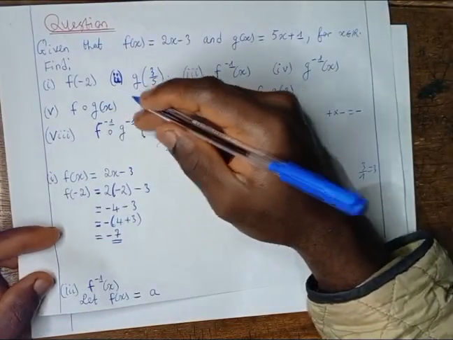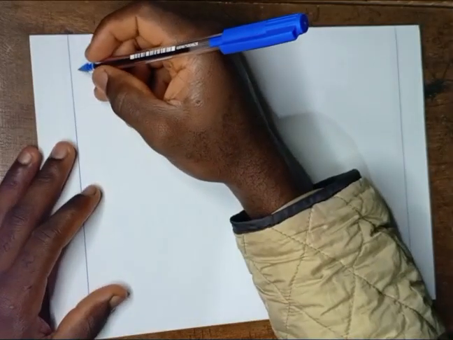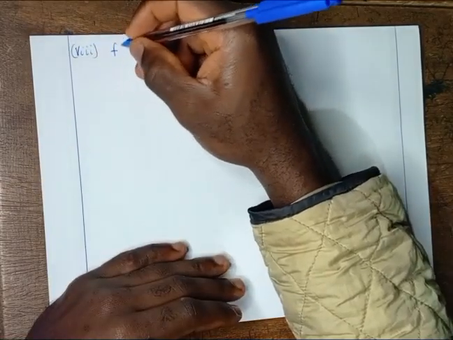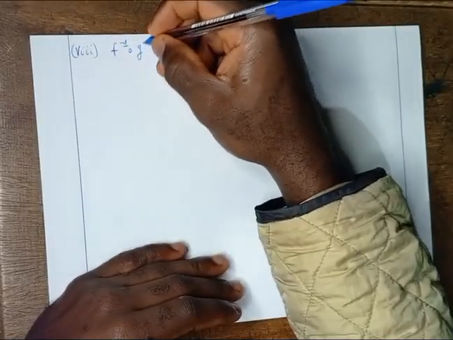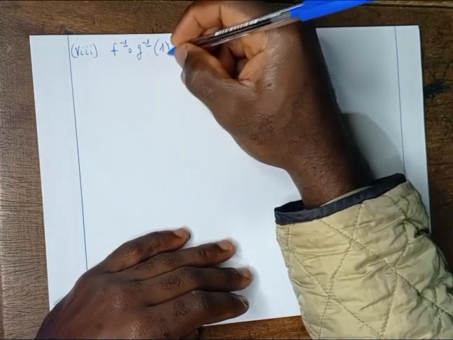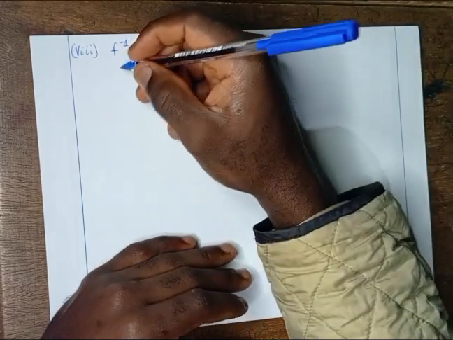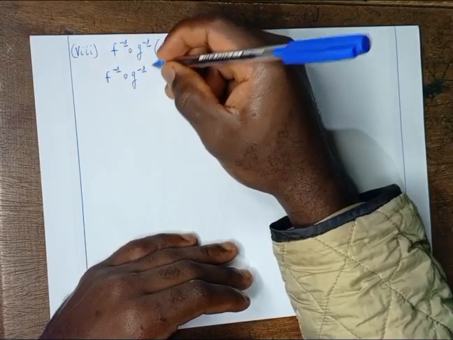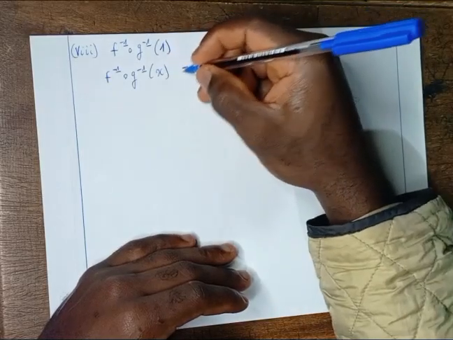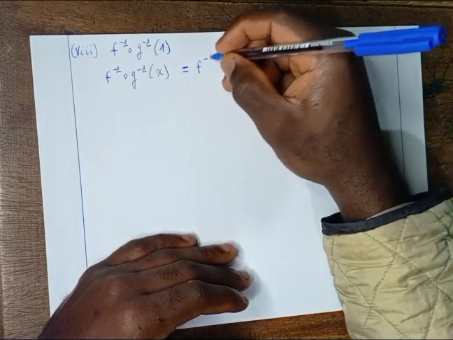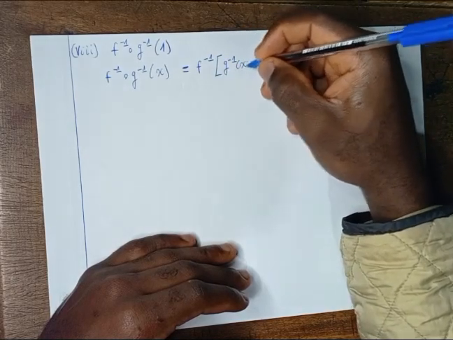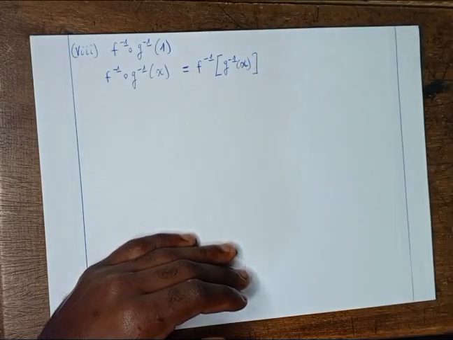Next, the next question says we should find f inverse of g inverse of 1. For us to find this, we need to first of all start by finding f inverse of g inverse of x. This is simply equal to, we go to the function f inverse of x, we replace x with g inverse of x. This is what we have to do.